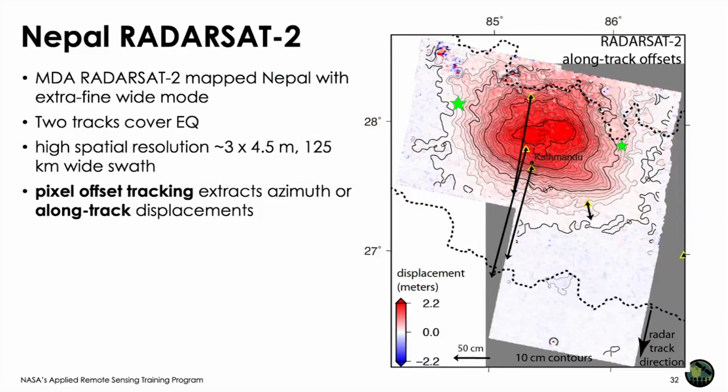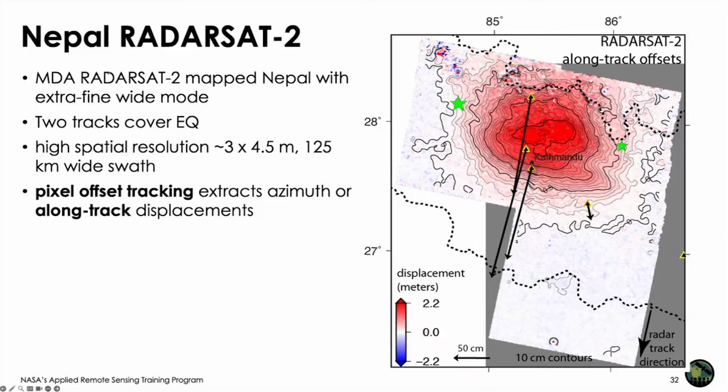Another technique that we use, as I mentioned earlier, is pixel offset tracking. I don't know if any of the SAR course lectures went into pixel offset tracking. It's a way of using the amplitude images instead of the phase, and it's a cross correlation method. And the big advantage for this case is that it can measure the horizontal displacements in the along track direction.